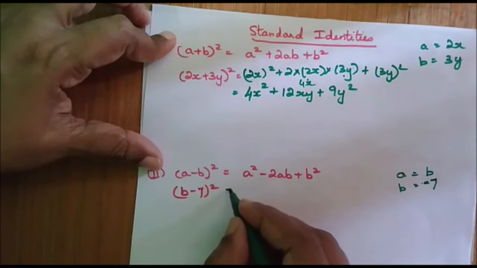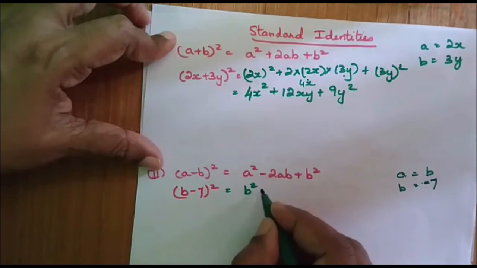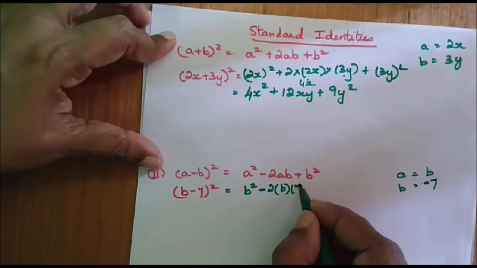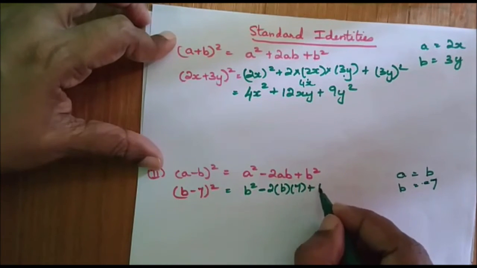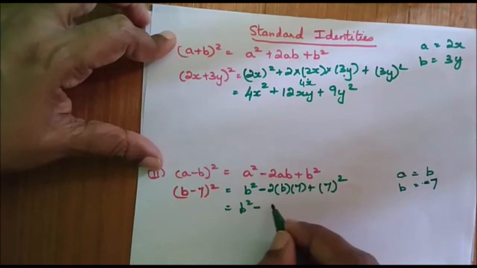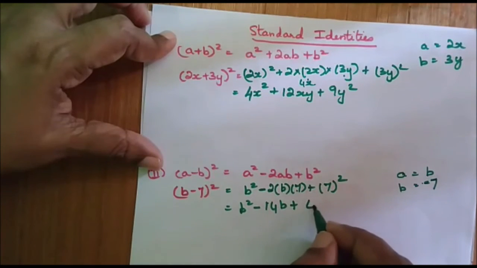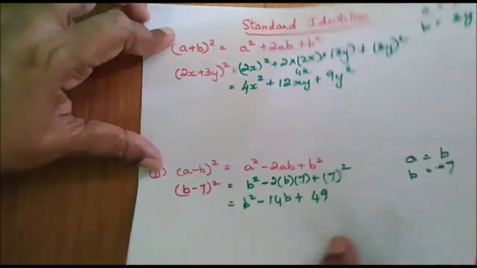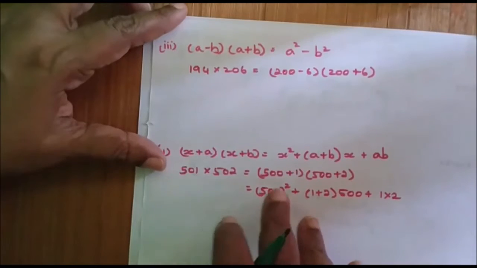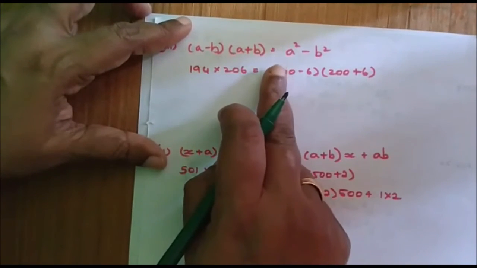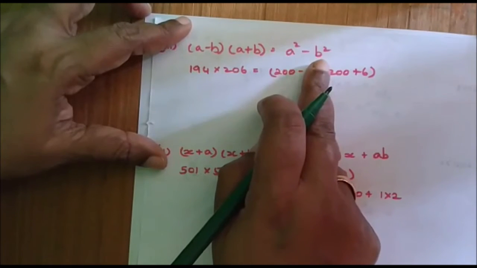Okay. So how we'll write, what is a squared? It is b squared minus 2 into b into 7 plus, what is it, 7 the whole squared. Now this is nothing but b squared minus 2 into 7 is 14b plus 49. This is how we solve this identity. Now we'll go to the third identity. What it says is a minus b into a plus b equals a squared minus b squared.